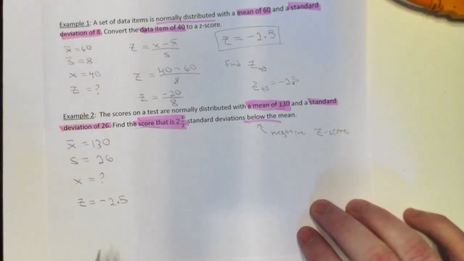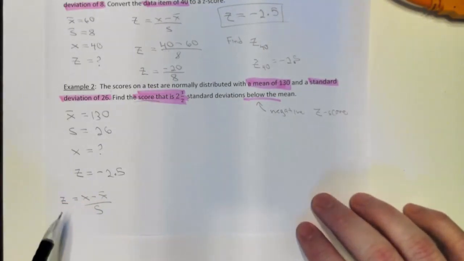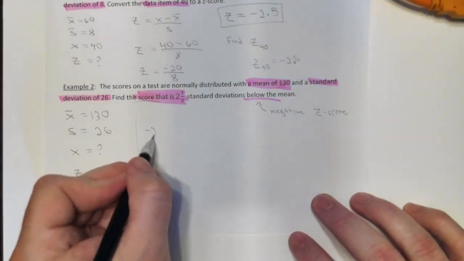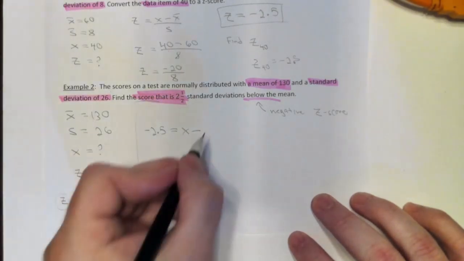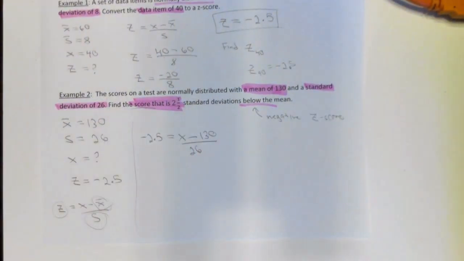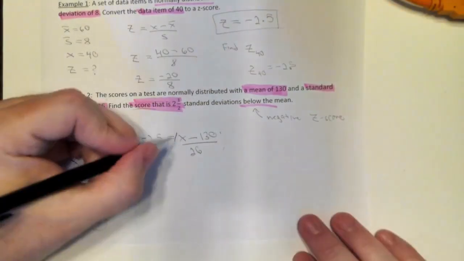So what we're doing is we're going to plug all our stuff into the formula, z equals x minus x bar over s. In this case, we have z, we have x bar, and we have s. We do not have x. We have to solve it for x. So minus 2.5 equals x, which I don't know, minus x bar, which is 130, over s, which is 26. So what I have to do is I have to solve this for x. So I have to use some algebra. All right, the first thing I'm going to do, see if this ink came back. Not really. I like to use different colors if possible, but we don't have to.